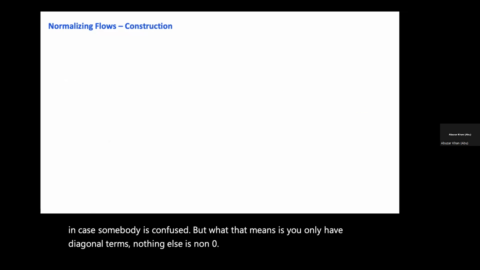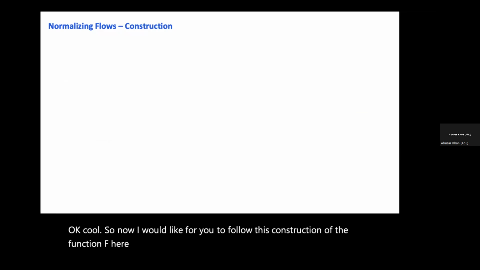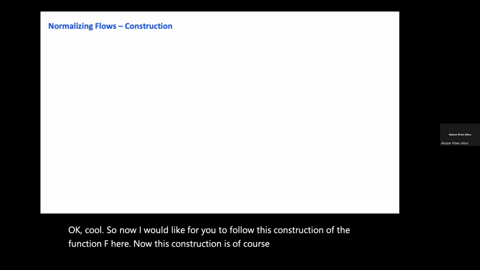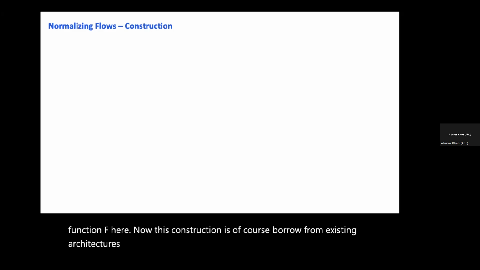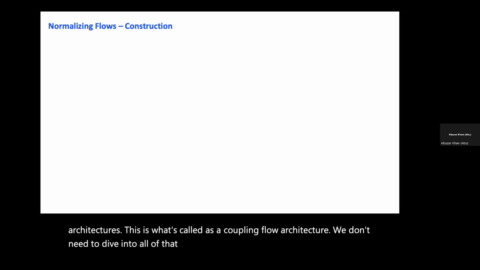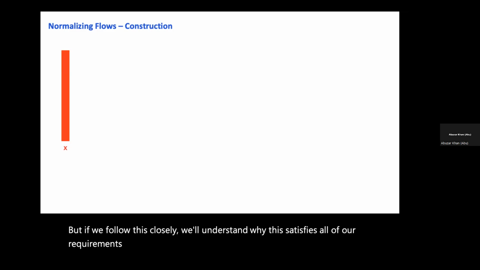Okay. Cool. So now I would like for you to follow this construction of the function f here. Now this construction is, of course, borrowed from existing architectures. This is what's called a coupling flow architecture. We don't need to dive into all of that. But it meets our requirements. Okay, so we take our input data, x, which has a bunch of terms.